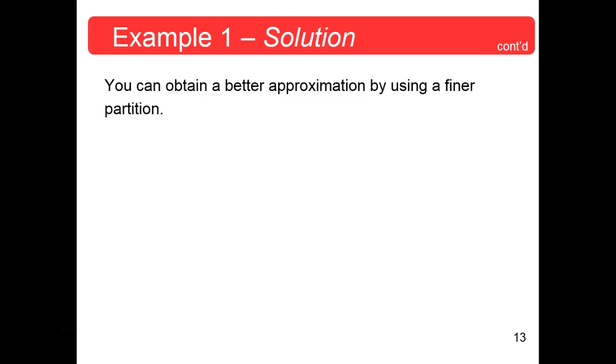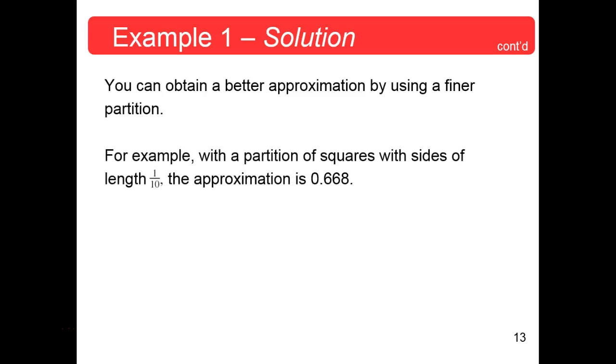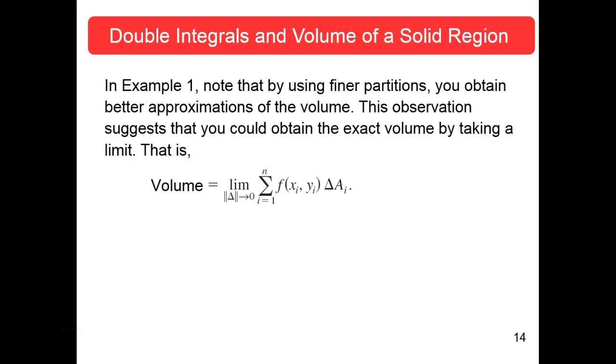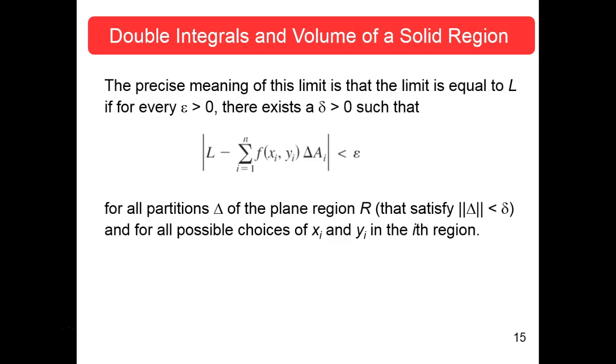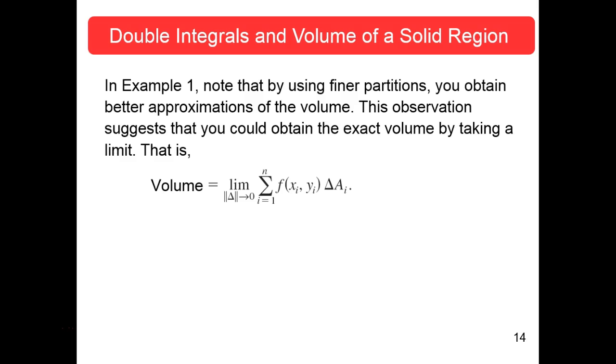And it says you can obtain a better approximation using a finer partition. With a partition of squares of sides 1/10, the approximation is 0.668, and it should be 0.667. Quite a bit better. So what would happen if you took the limit as the partitions go to 0? We'll pick up there. Where are we then? I guess we're right about there. And that's where we begin next time.